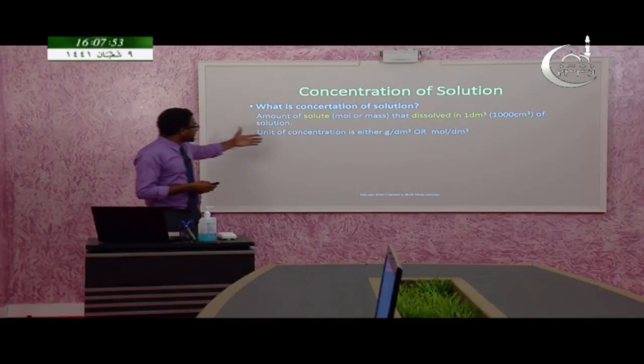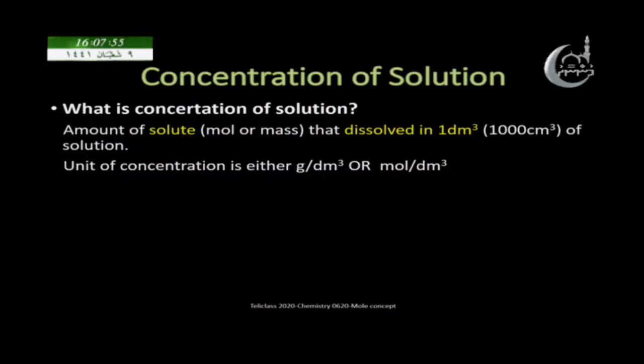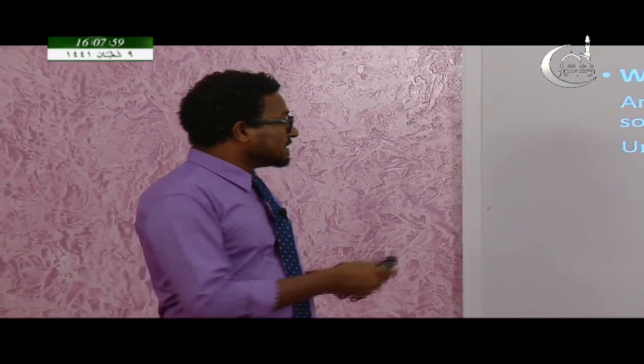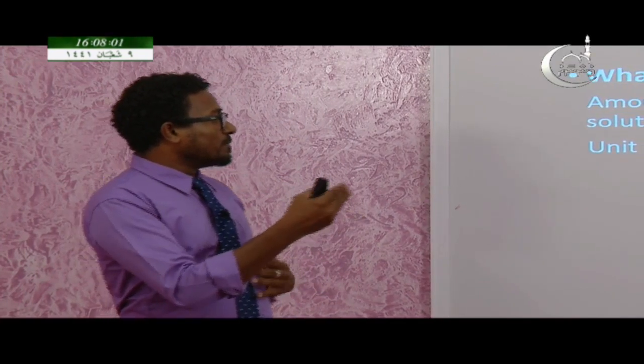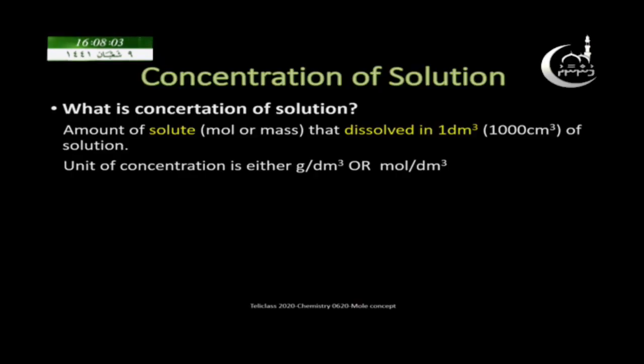So this is the definition, and the unit of concentration is either gram per dm cube or mole per dm cube. That means how many grams or how many moles in 1000 centimeter cube. So 1000 centimeter cube and 1 dm cube are the same thing. Don't get confused, but we write dm cube. This is one unit and this is the other unit. So we can describe concentration in mole per dm cube or gram per dm cube.